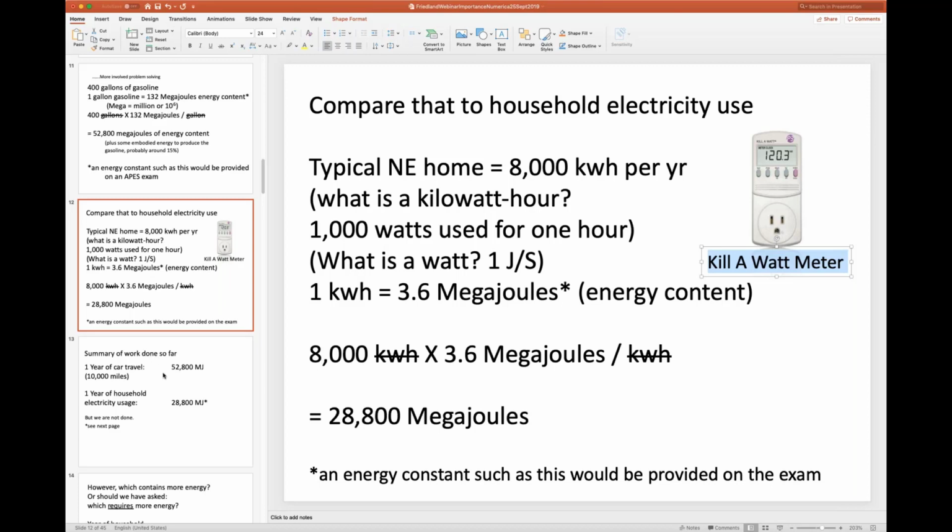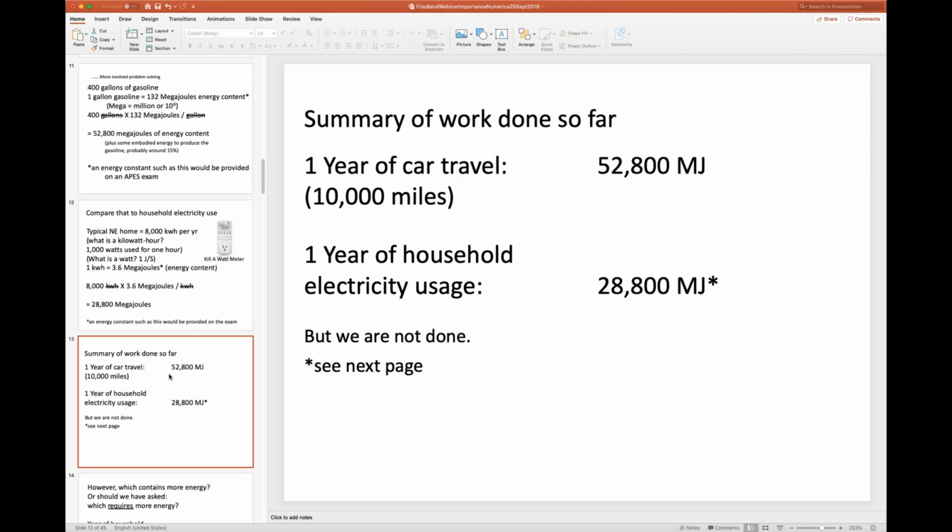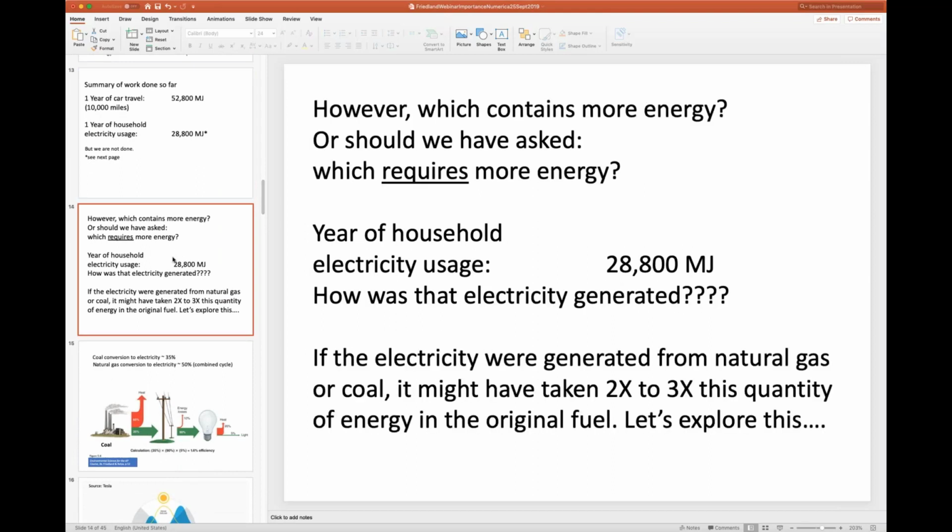At any rate, the summary of what we've done so far is that a year of car travel requires 52,800 megajoules of gasoline. A year of electricity usage in a household is 28,800 megajoules, but we're not done. You can't leave it there. When you're an environmental scientist thinking about systems, you have to ask which required more energy to get it to the car or to the household. I already mentioned that gasoline is perhaps 15% higher if you count the embodied energy to extract petroleum, produce it and refine it to gasoline. A typical number people like to use is 15%.